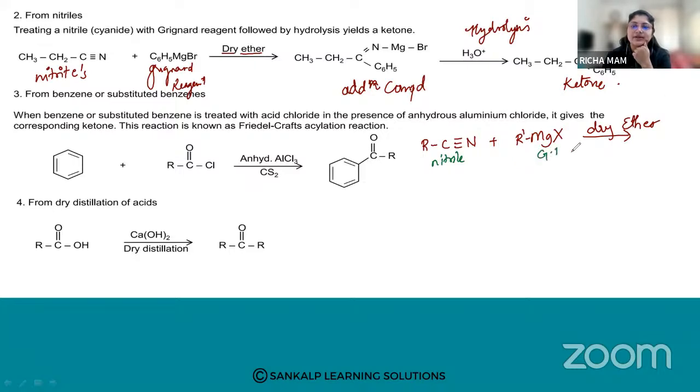This is a Grignard reagent. So nitrile, when reacted with Grignard reagent in the presence of dry ether, will give you an addition compound. So this R dash, what will happen? It will react at this carbon. Just see R, C, R dash, then double bond N, Mg, X. So this is our addition product, our addition compound.